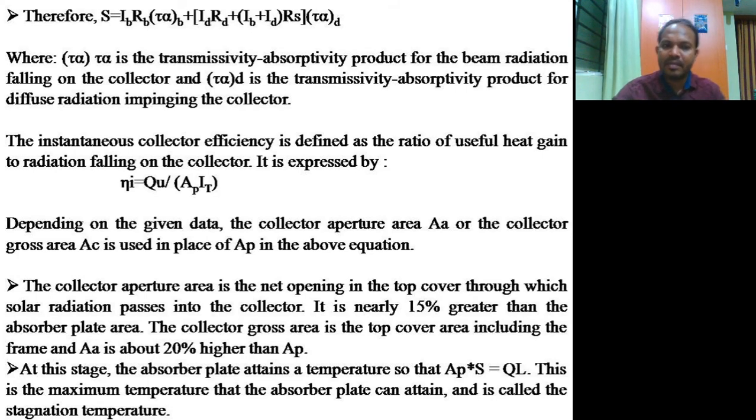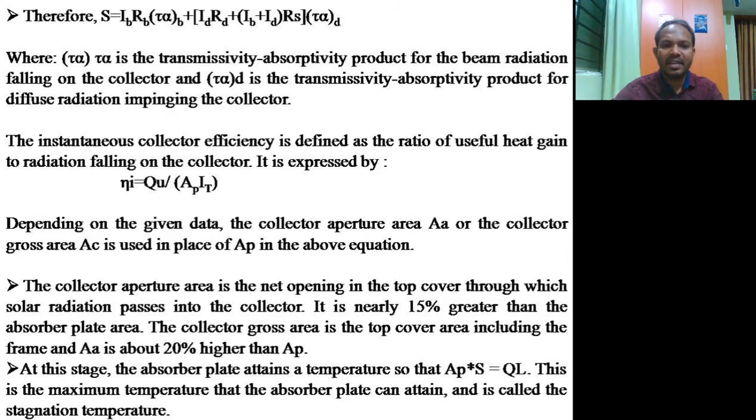Depending upon the given data, the collector aperture area AA, this is the aperture area and this is the absorber plate area, or the collector gross area is used in place of AP in the above equation. So in the above equation, based on that we can decide it. In most cases, in 9 out of 10 cases, the aperture area will be nearly equal to the absorber area.